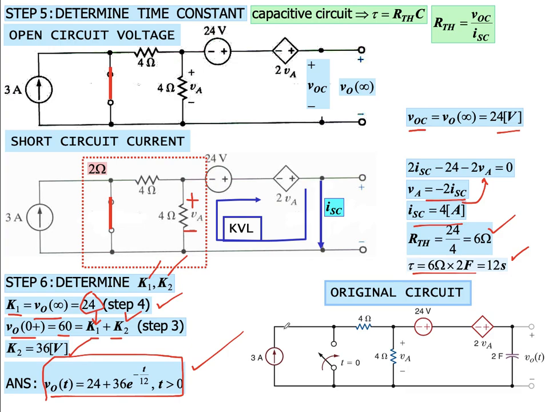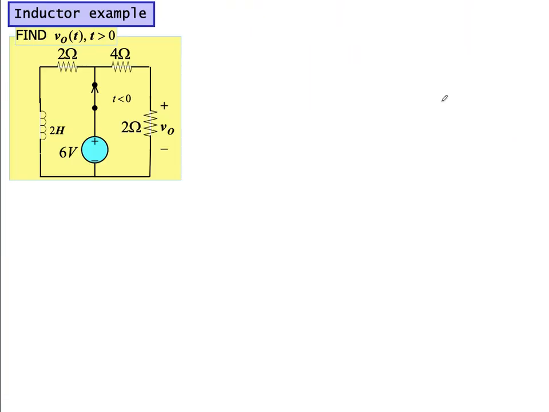So in this case, we can see that whenever you have a dependent source in your circuit, make sure that you find R Thevenin using this method, which we have already seen in the case of Thevenin and Norton. Okay, let's look at an inductor example. Here we need to find V naught of t for t greater than 0.